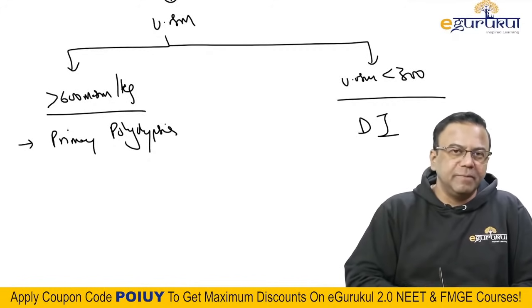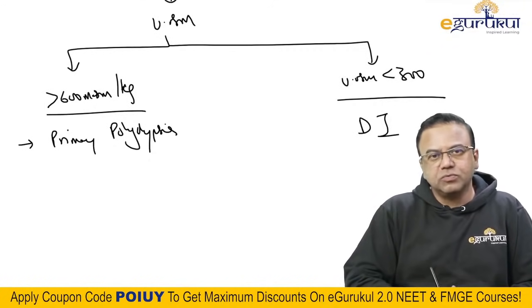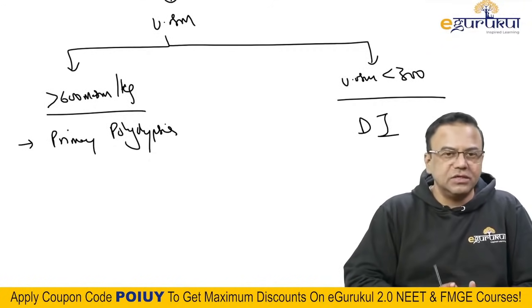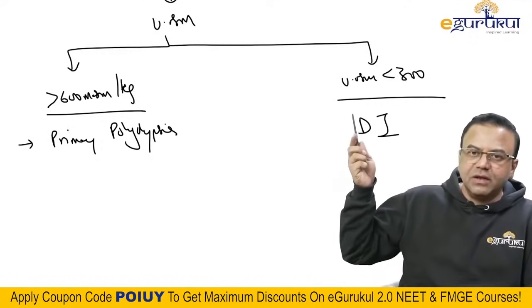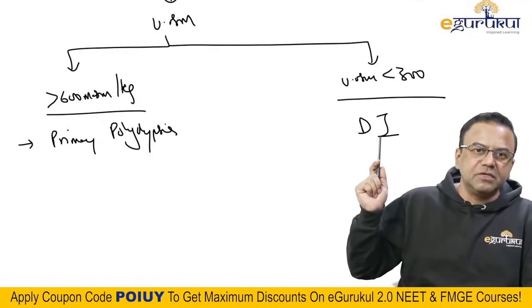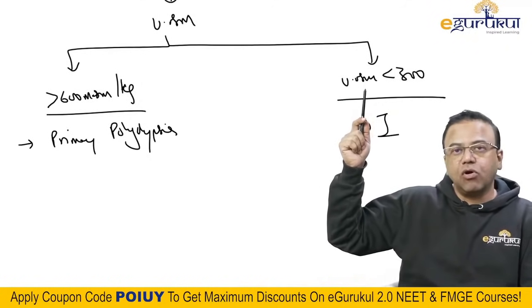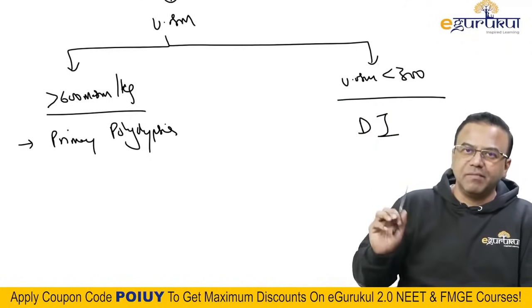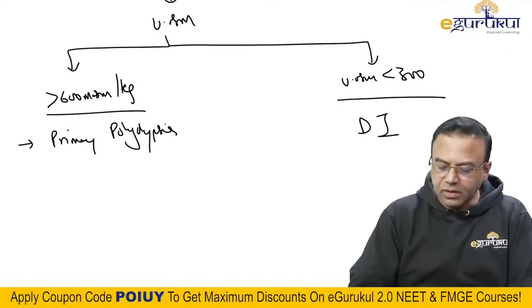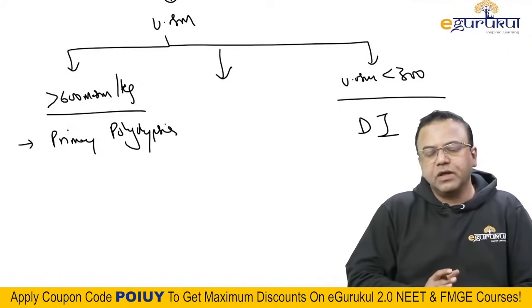So keep it very easy. If you do the water deprivation test and urine osmolality goes above 600, it's easy, this is primary polydipsia. If it's less than 300, the patient has diabetes insipidus. That means despite cutting off water intake, the patient is still passing dilute urine. He's not able to concentrate the urine. This is nothing but diabetes insipidus. The problem is, what do you do if it's between 300 and 600?